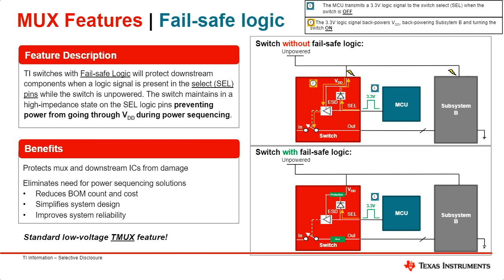Again, when the device is powered off and there's a signal going on the select pin, the 3.3 volts in this example, the device goes into high impedance mode, which basically opens the switch and will not let any signal go through to downstream components and damage them, and also will not power the device back up and output any unwanted signals.